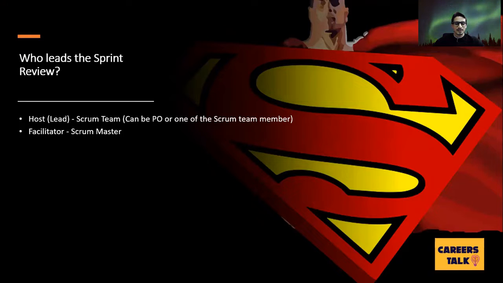Who leads the sprint review? As you can see, the host is where the Scrum team presents the results of their work to key stakeholders and progress towards the product goal is discussed. Here the facilitator is the Scrum Master, while the PO or the Scrum team can take the lead and host the session, where they will be projecting what value they have delivered for this part of the sprint.